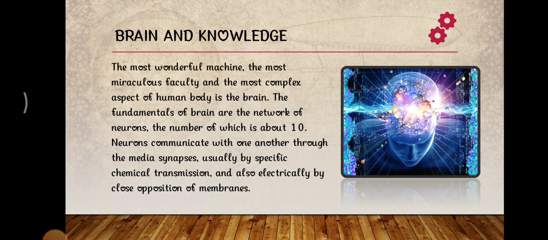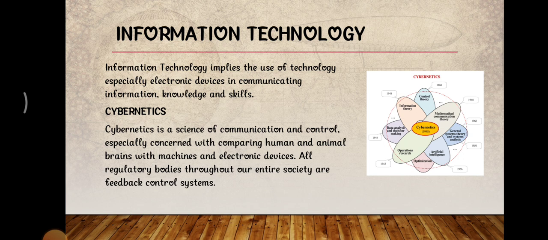The fundamentals of the brain are the networks of neurons, the number of which is about 10. Neurons communicate with one another through the media of synapses, usually by specific chemical transmission, and also electrically by close opposition of membranes.